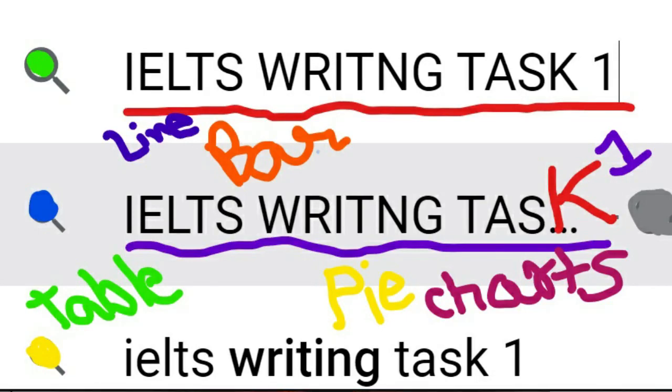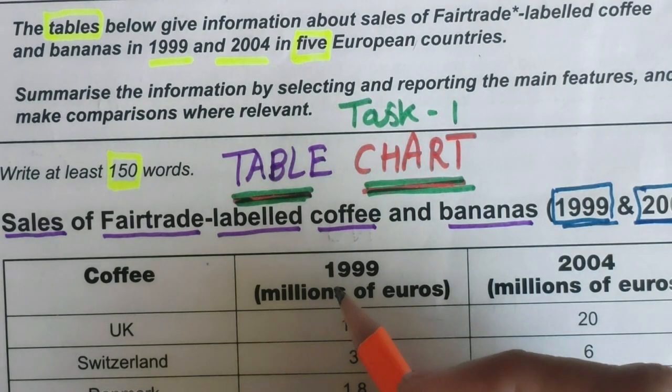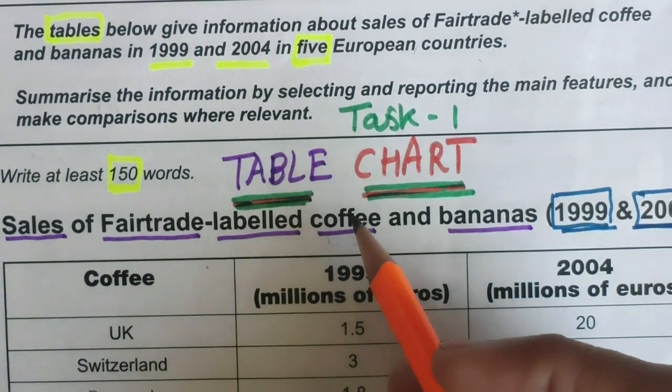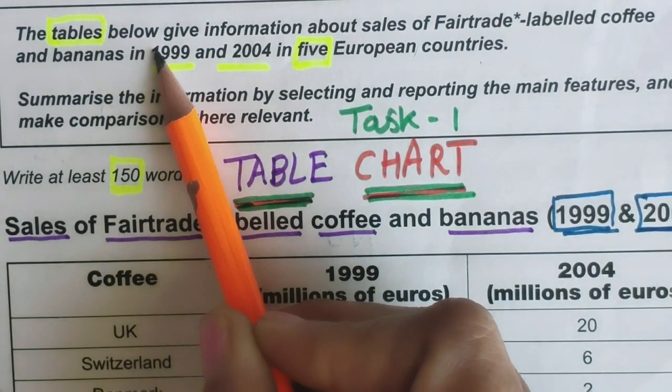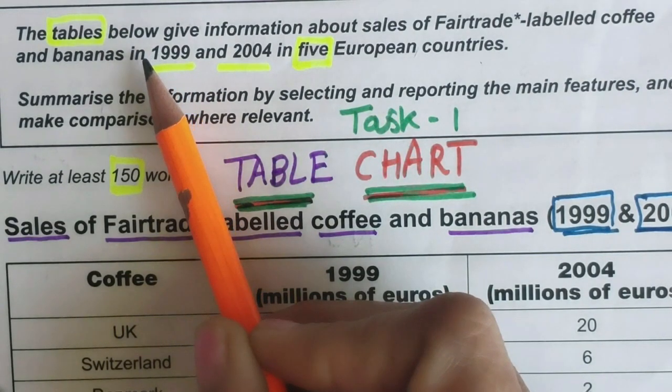So in this video, I am going to do this table chart for writing task 1. First thing, what are you going to do with this writing task 1? Of course, read the question statement once here, because this is not writing task 2.